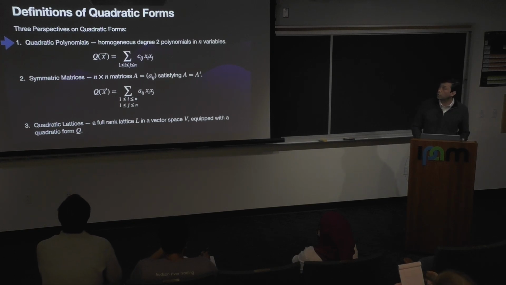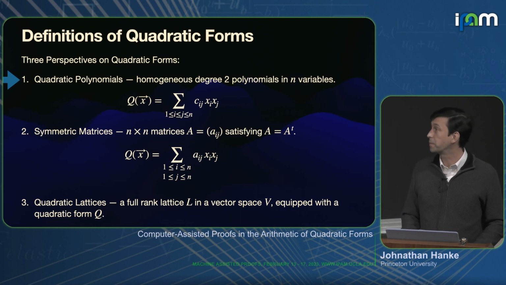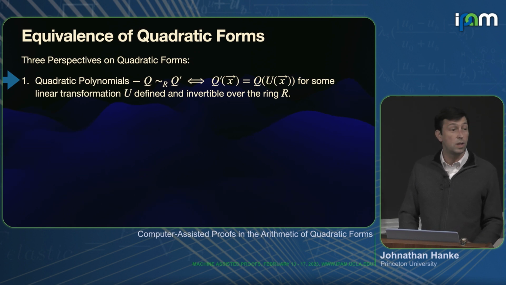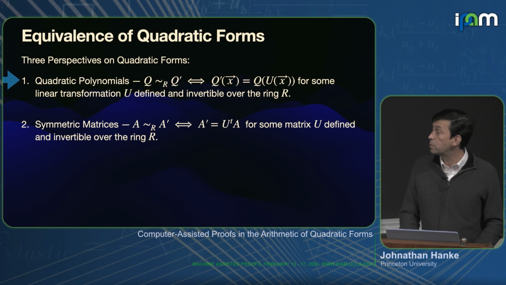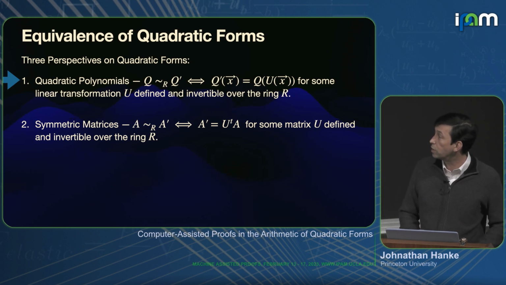Yep, that's right. But so this is the quadratic polynomials. You're saying you could change variables, right? Is the idea. Yep. So this leads to the idea of equivalence. If you have two different quadratic polynomials, you want to say whether they're equivalent arithmetically. You would say that they're equivalent over some ring R if there is a linear change of variables defined over R and invertible over R that takes one to the other. You can also do the same thing for symmetric matrices. So here, this should be U transpose AU. Two matrices are equivalent over R if there's a change of basis on the quadratic form, which gives U transpose AU.